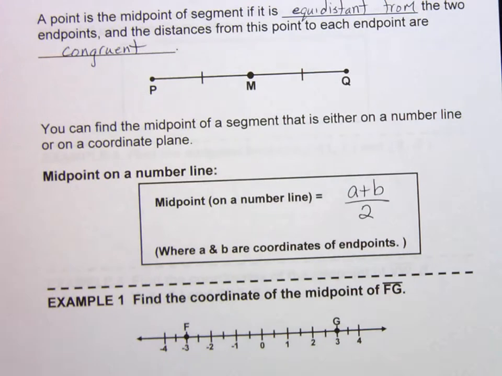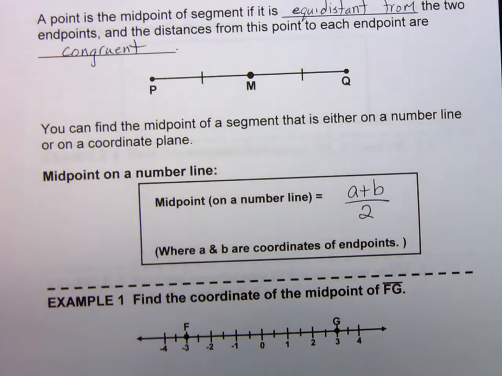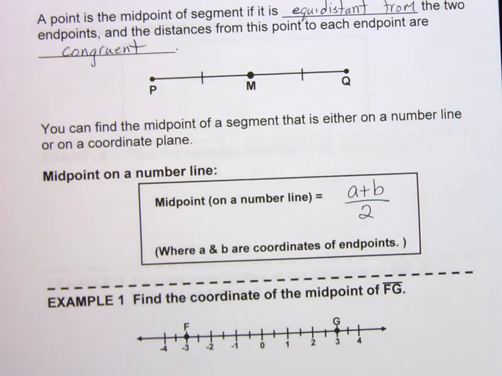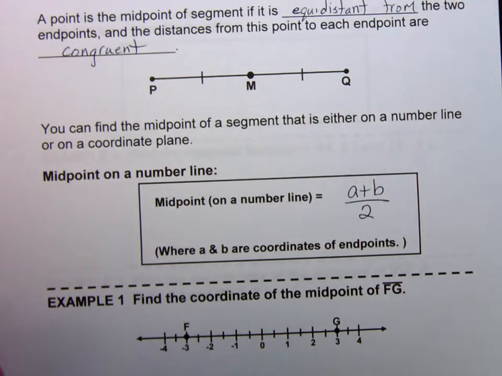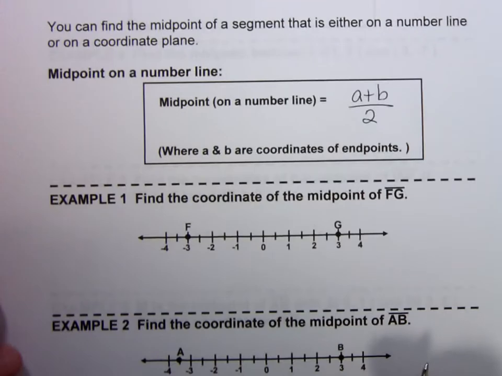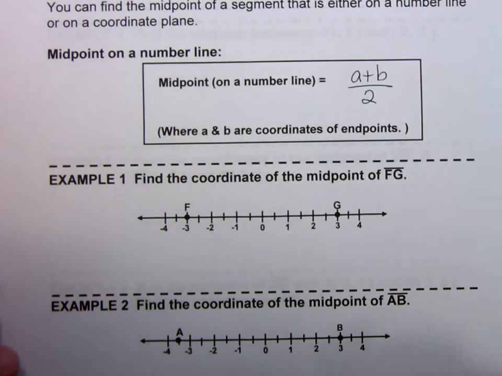A plus B divided by 2. You're averaging the coordinates of the two endpoints. You're adding two numbers together and dividing by 2. You're finding their mean or their average. And again, A and B are the coordinates of the endpoints. So, taking this formula, we can look down at these number lines and find the midpoints of these segments.